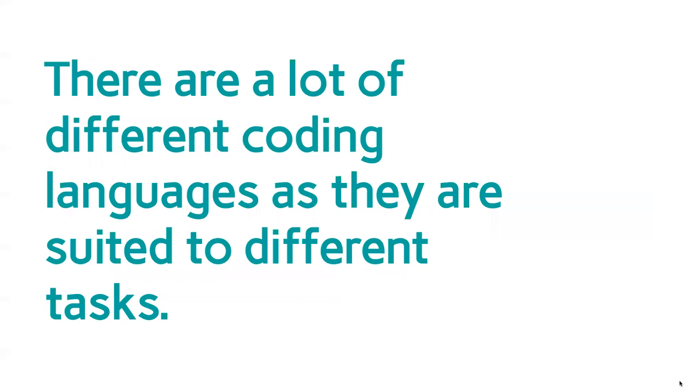Now, as we've already seen, there are lots of different coding languages. We've seen 6, there are lots more. And that's because they're all suited to doing different things. Because they're like languages, some languages have words for things that don't exist in other languages, because they aren't needed or they are needed. That's the same for coding languages.